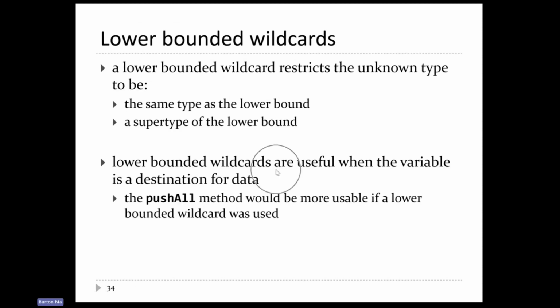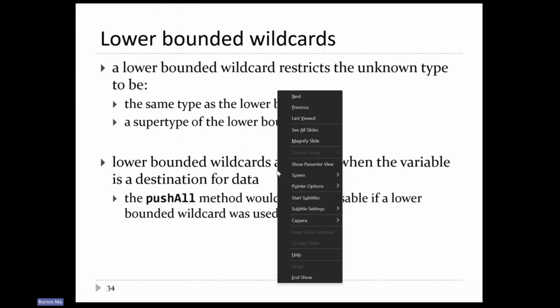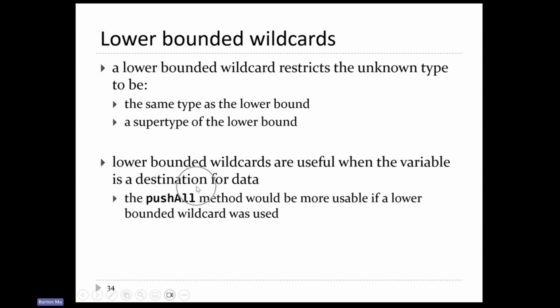Okay, so when are the lower bounded wildcards useful? A lower bounded wildcard is useful when the variable is a destination for the data. Upper bounded wildcards are useful when you have a variable that's a source. Lower bounded wildcards are useful when one of your variables is a destination for data.